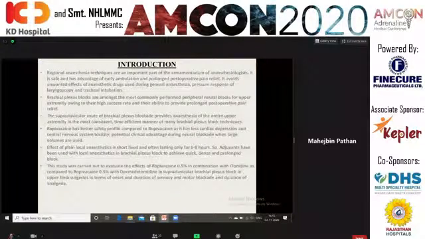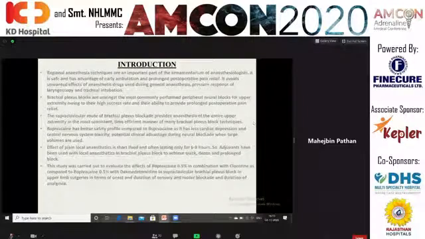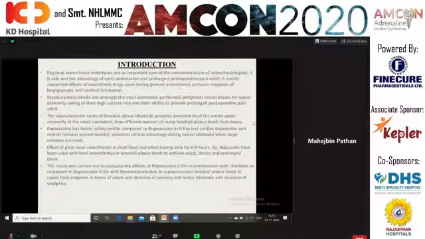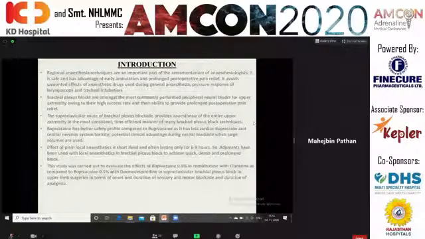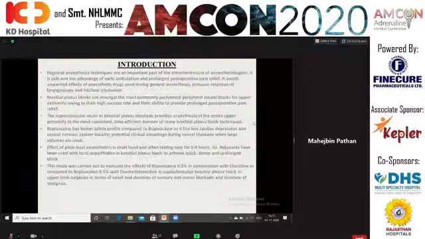Regional anesthesia techniques are an important part of the armamentarium of anesthesiologists. It is safe and has the advantage of early ambulation and prolonged post-op pain relief. It avoids the unwanted effects of anesthetic drugs used during general anesthesia, the pressor response of laryngoscopy, and tracheal intubation. Brachial plexus blocks are amongst the most commonly preferred peripheral neural blocks for the upper extremity owing to their higher success rate and their ability to provide prolonged post-operative pain relief.